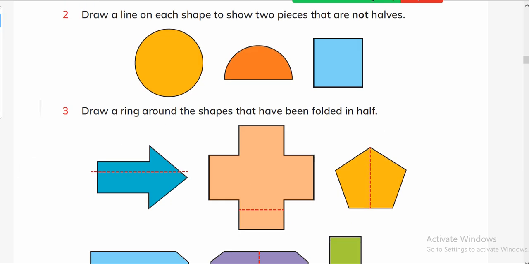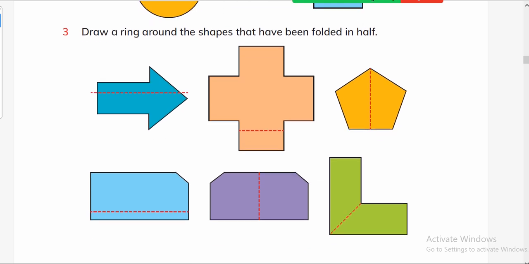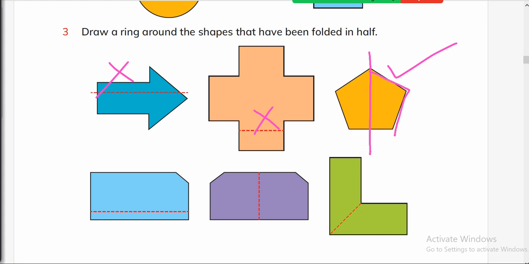Now let's read question number 3. Draw a ring around the shapes that have been folded into half. Yes. Can we fold this shape into half? No, because it is not starting from the middle. So we cannot fold it into equal halves. And this shape definitely no. Yes, this is correct. This shape we can cut into half because this side is exactly equal to this side.